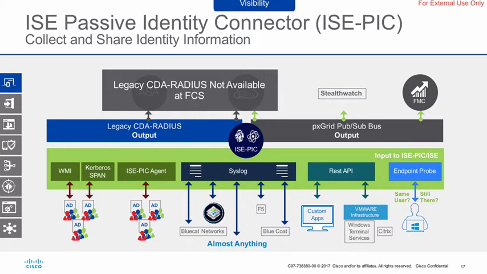For virtual environments, we have a REST API that allows Citrix and Microsoft Terminal Services to share not only the user to IP mapping, but also the port information. Because if you recall, in virtual environments, there can be more than one person behind a specific IP address. So via that REST API, we can also learn about who is at the IP address and what port they're using as well. And then lastly, what do we do to figure out if a user is still actually at that IP address?